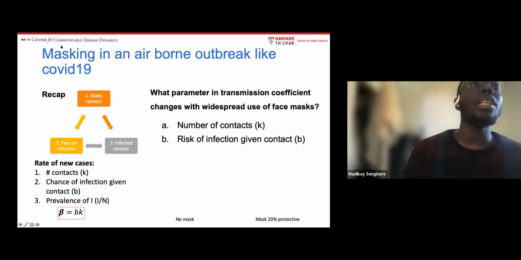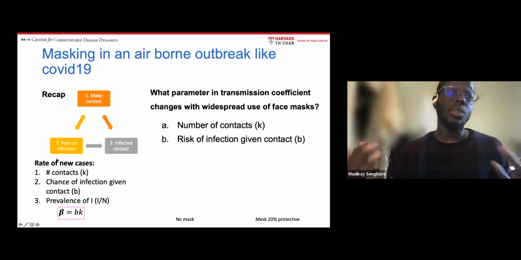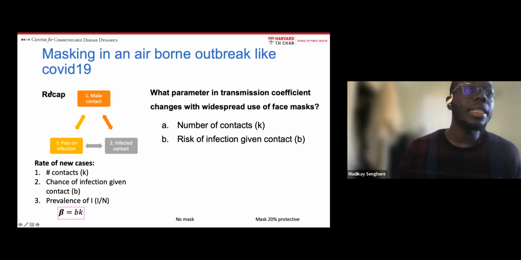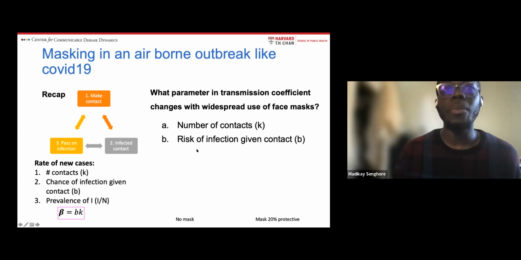And you're right, you are changing the risk of infection given contact, because people are still going to get on the train, they're still going to get on the bus as usual. But the only difference is now you're actually protecting yourself from infection. So even if you encounter somebody who is infectious, your chance of catching the infection is reduced.